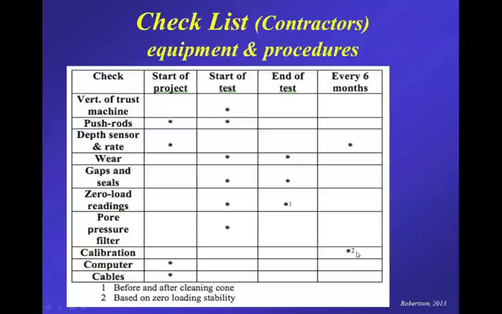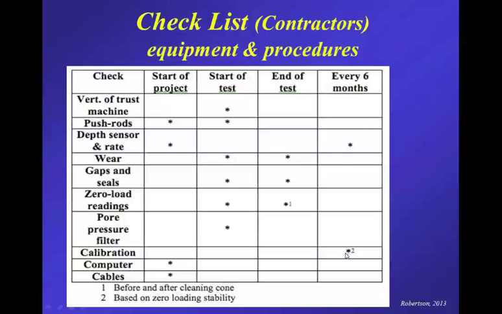Calibration, typically the guideline is, check the calibration every 6 months, although the little footnote here is really it's based on the zero load stability. If the cone is working well and the zero load readings are very stable and they're basically the same as when the cone was originally calibrated, then there's no need to recalibrate it.